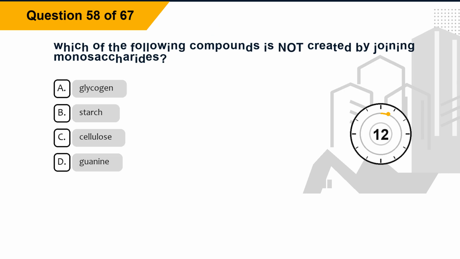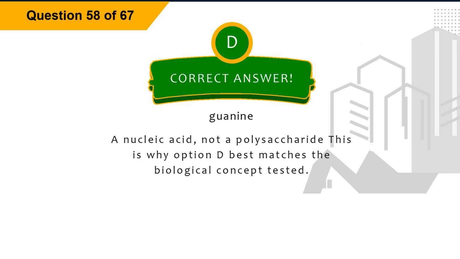Question 58. Which of the following compounds is not created by joining monosaccharides? Option A, glycogen. Option B, starch. Option C, cellulose. Option D, guanine. The correct answer is option D, guanine. Explanation: a nucleic acid, not a polysaccharide. This is why option D best matches the biological concept tested.